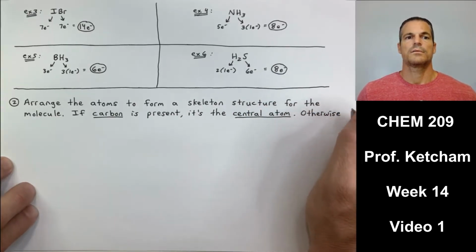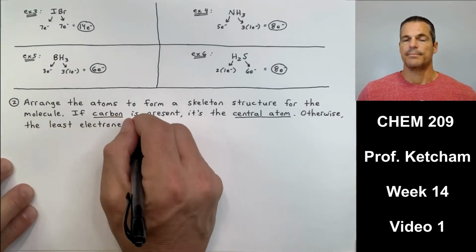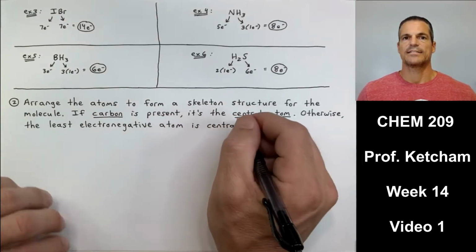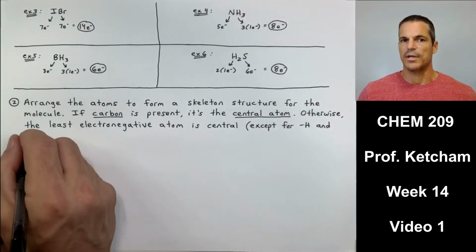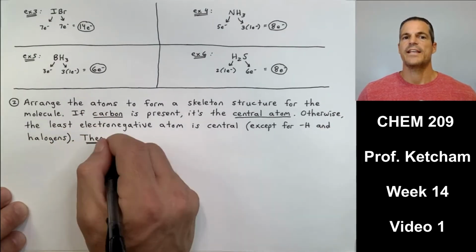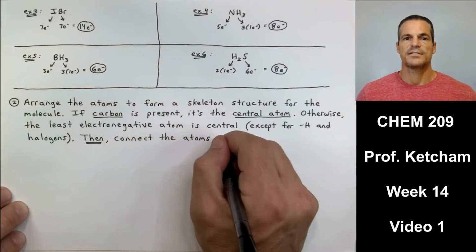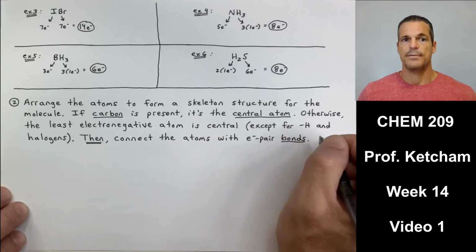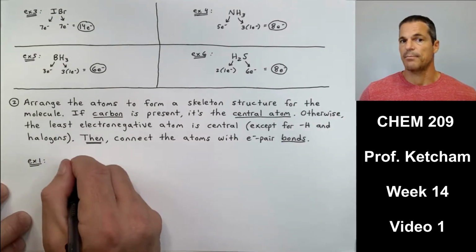Otherwise, the least electronegative atom is our central atom. Don't worry too much about that last sentence. By and large, we will kind of, just through symmetry, know who the central atom is going to be. All right, so arrange the atoms to form a skeleton structure for the molecule. If carbon is present, it's the central atom. You never want hydrogen or the halogens to be a central atom. And then the last statement there, then connect the atoms with electron pair bonds.